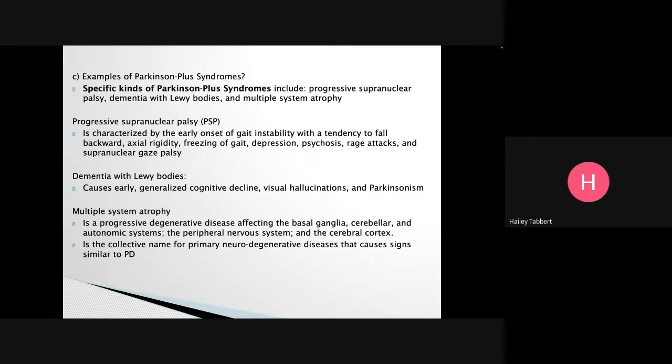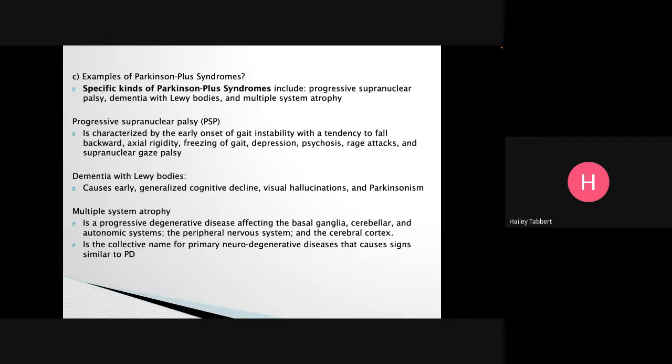Dementia with Lewy bodies causes a very early and generalized cognitive decline. You can have visual hallucinations as well as Parkinsonism, so displays of very Parkinson-esque symptoms. And then multiple system atrophy is a progressive degenerative disease that affects the basal ganglia, the cerebellar, and the autonomic systems, as well as the peripheral nervous system and the cerebral cortex. So pretty much just a general widespread attack on the nervous system.